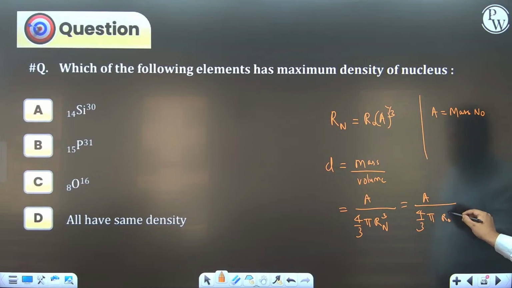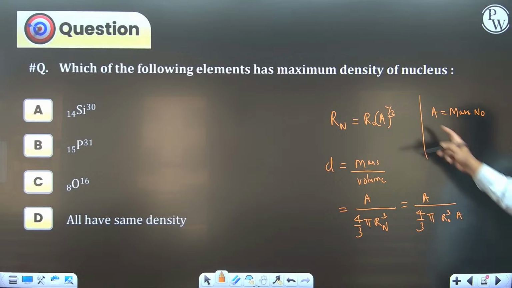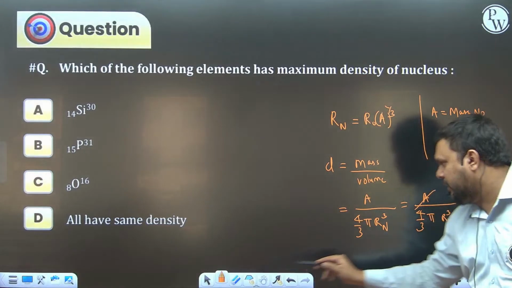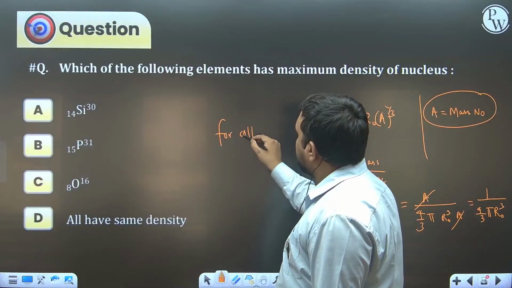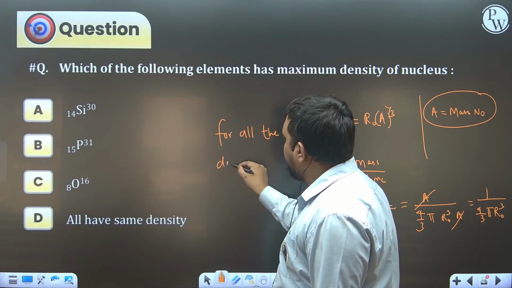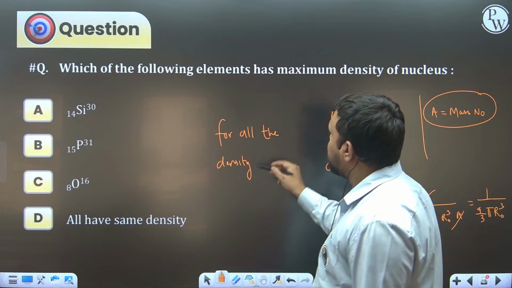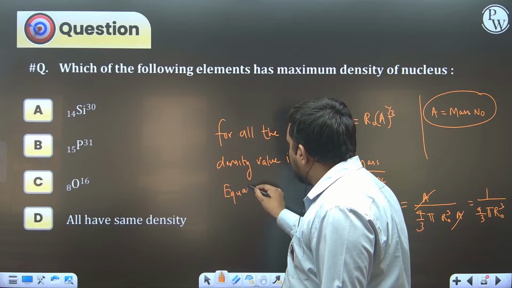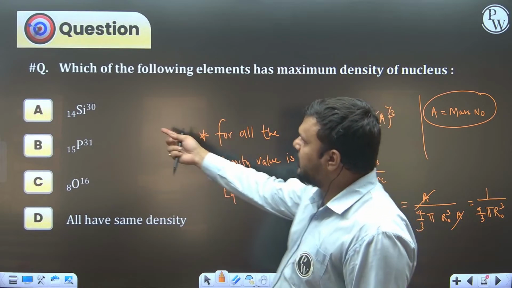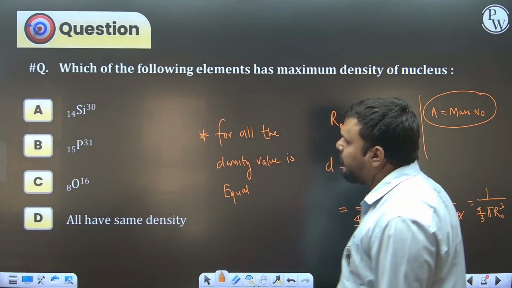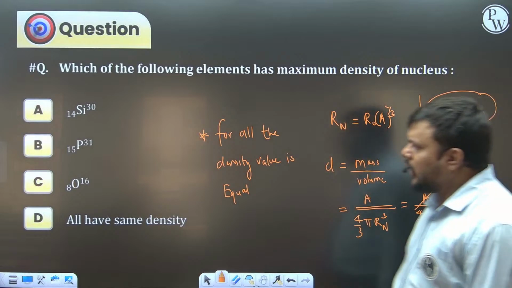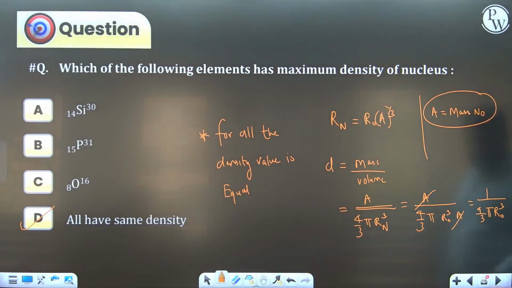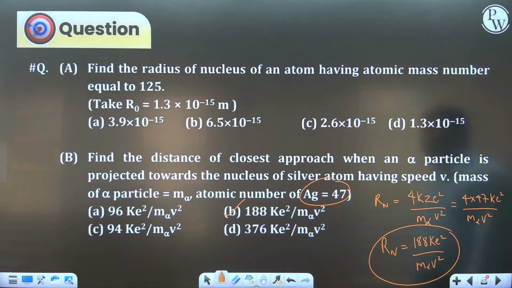As you put this value over here, A divided by 4 by 3 pi into r naught cube into A power 1 by 3 cube, which will be A. So A is getting cancelled over here, and the density value will be equal. Irrespective of the atom, whether it be silicon, phosphorus or oxygen, we will have the same density of the nucleus. So the answer will be all have the same density. One more question we can have over here regarding this.